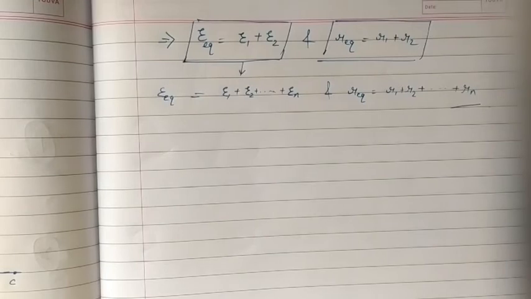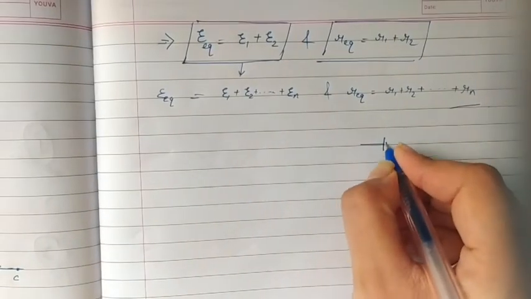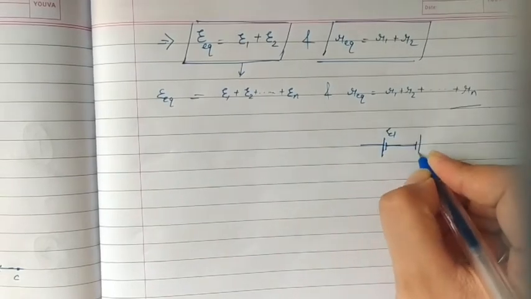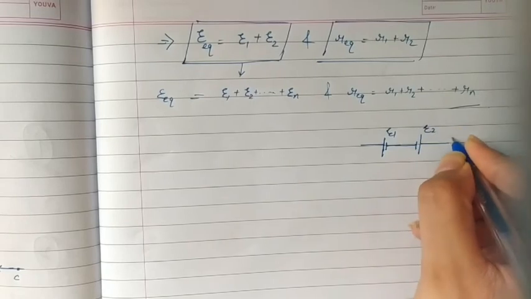Now what if any one of the cells among these n cells is flipped, or we can say is connected turned around, like this. This is epsilon 1 and then this is epsilon 2 and this is epsilon 3.